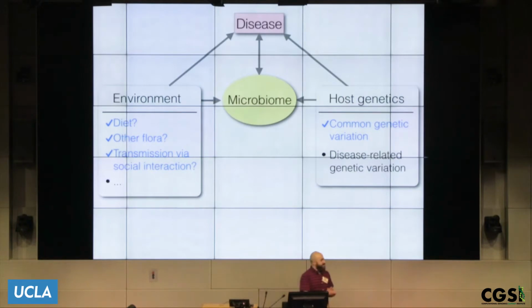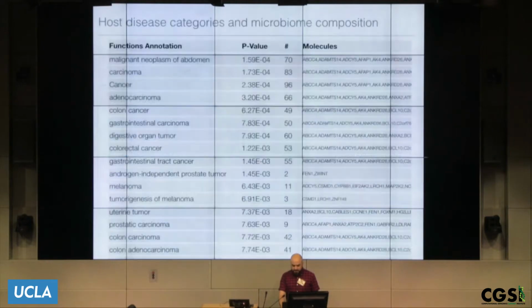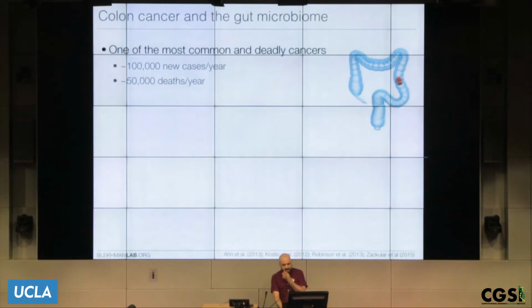Okay, so I'll just focus on one study that was published just a couple of weeks ago, looking at disease-related genetic variation and the association between cancer mutations and the microbiome. Remember this slide. A lot of the sites that we found in healthy individuals seem to be in genes that are involved in cancer, and colon cancer specifically. So this is a really important problem.